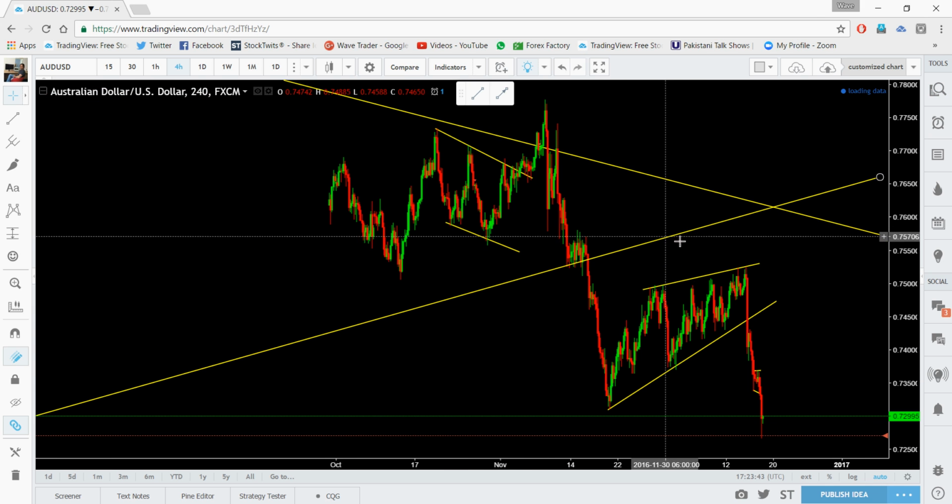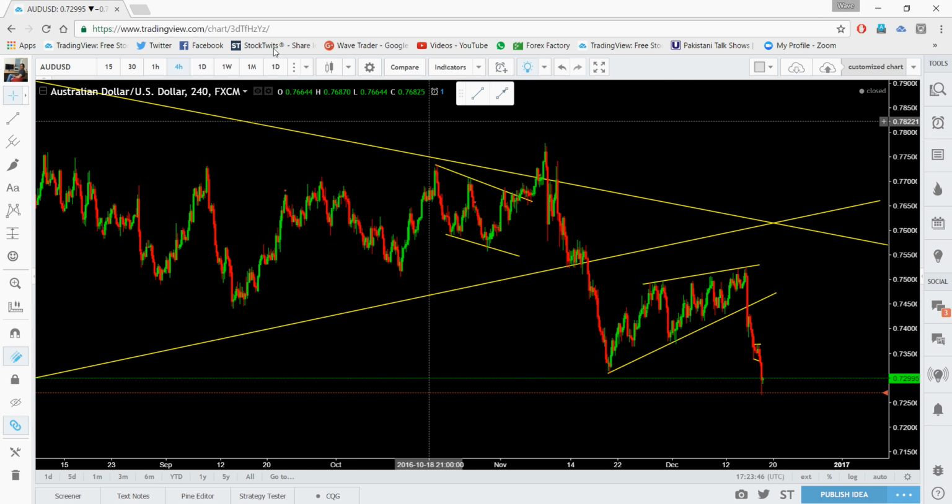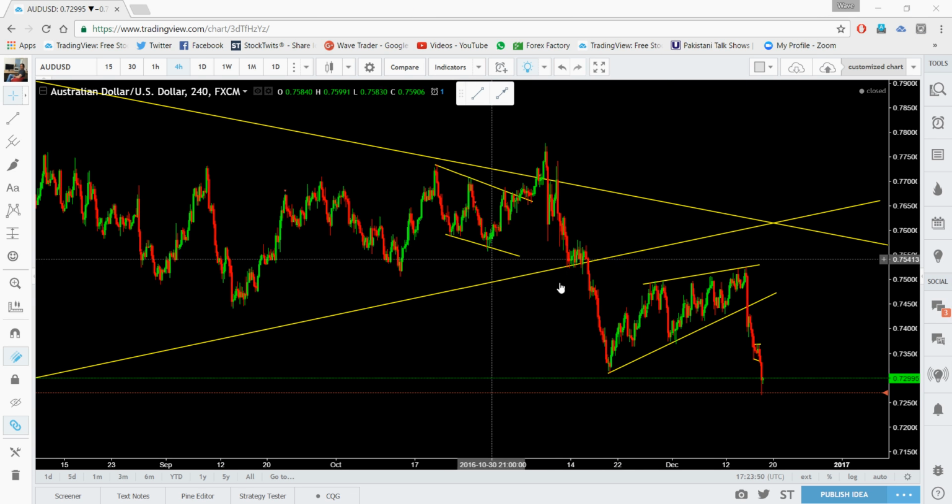Okay, so we were anticipating this trend continuation pattern. Everyone knows that. Yeah, we were anticipating this trend continuation pattern here at this place, and we got that trend continuation pattern. That trend continuation pattern behaved well and gave us a nice profit on that day.